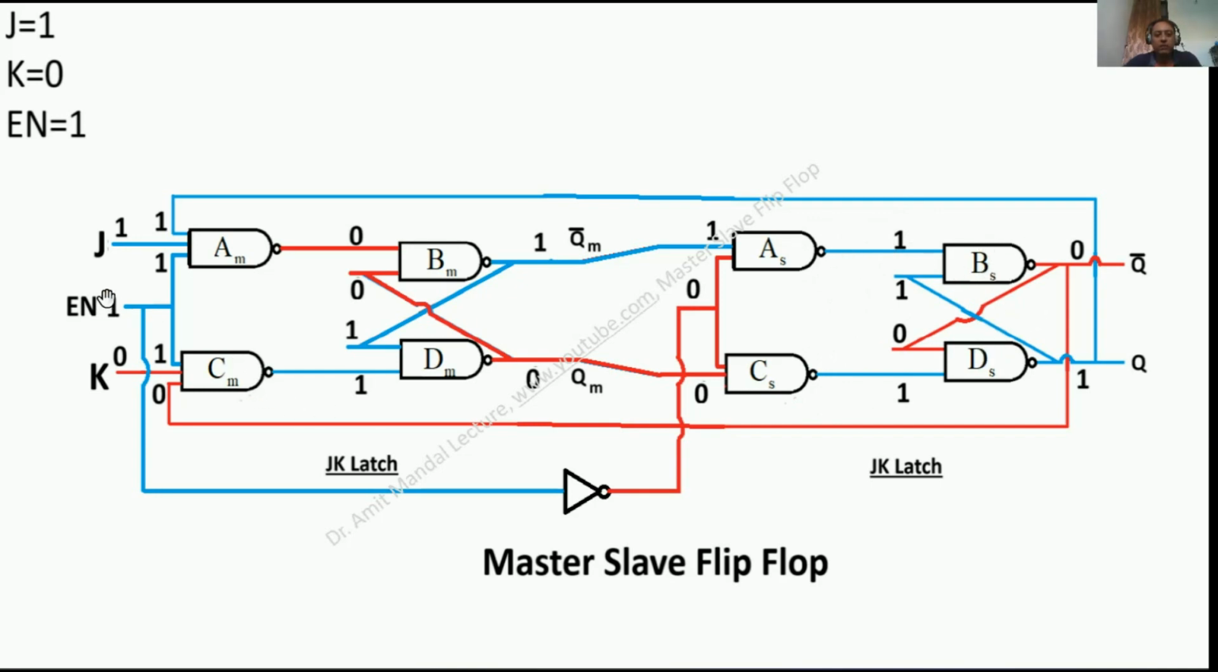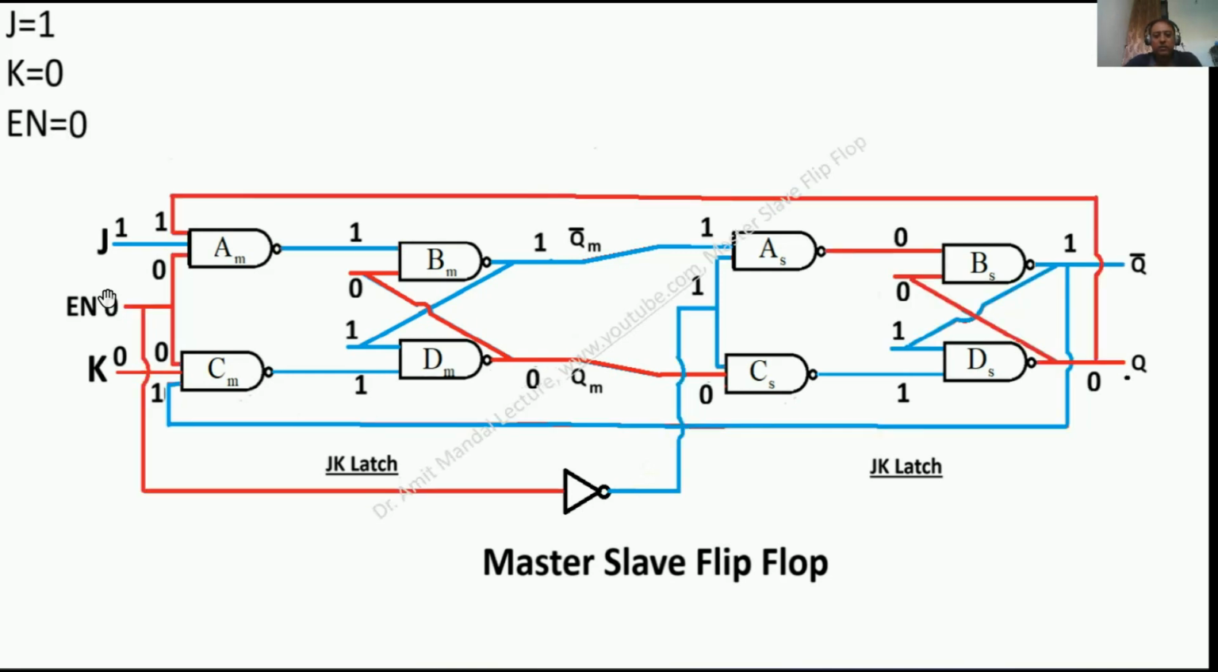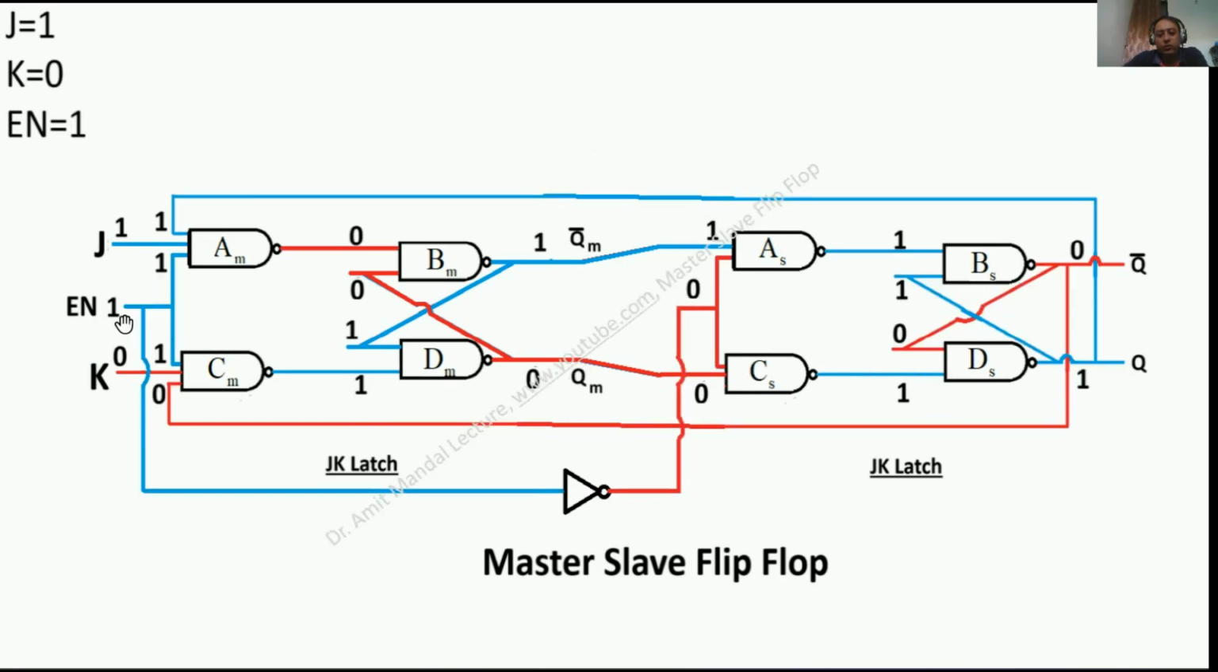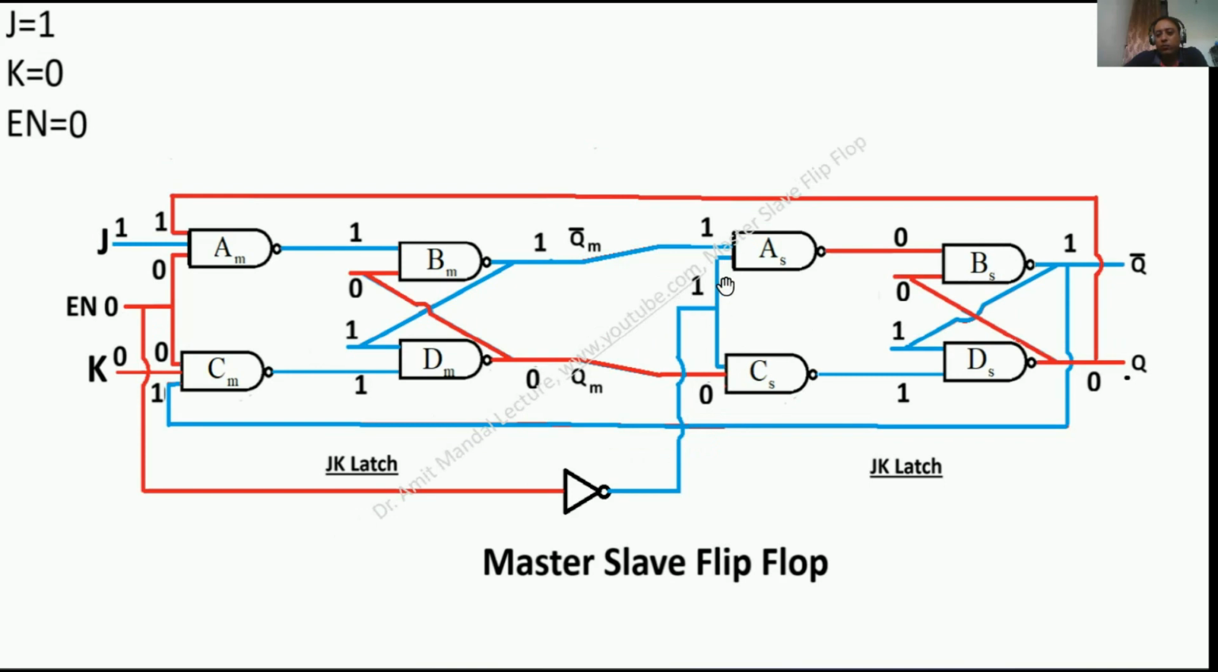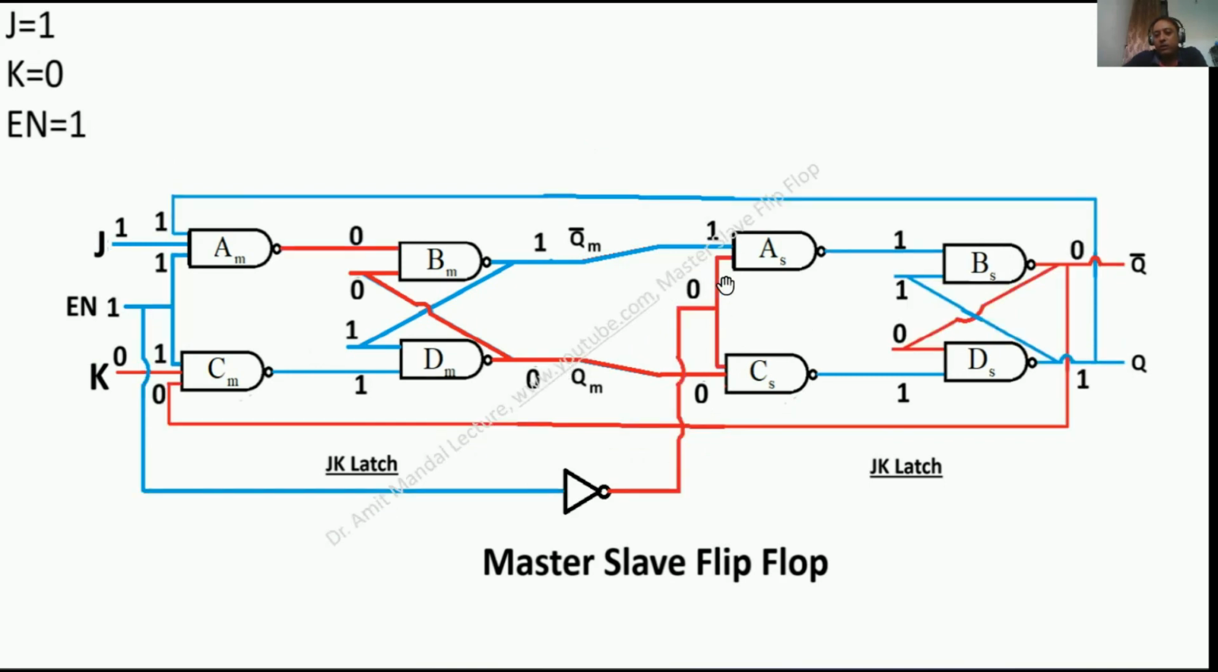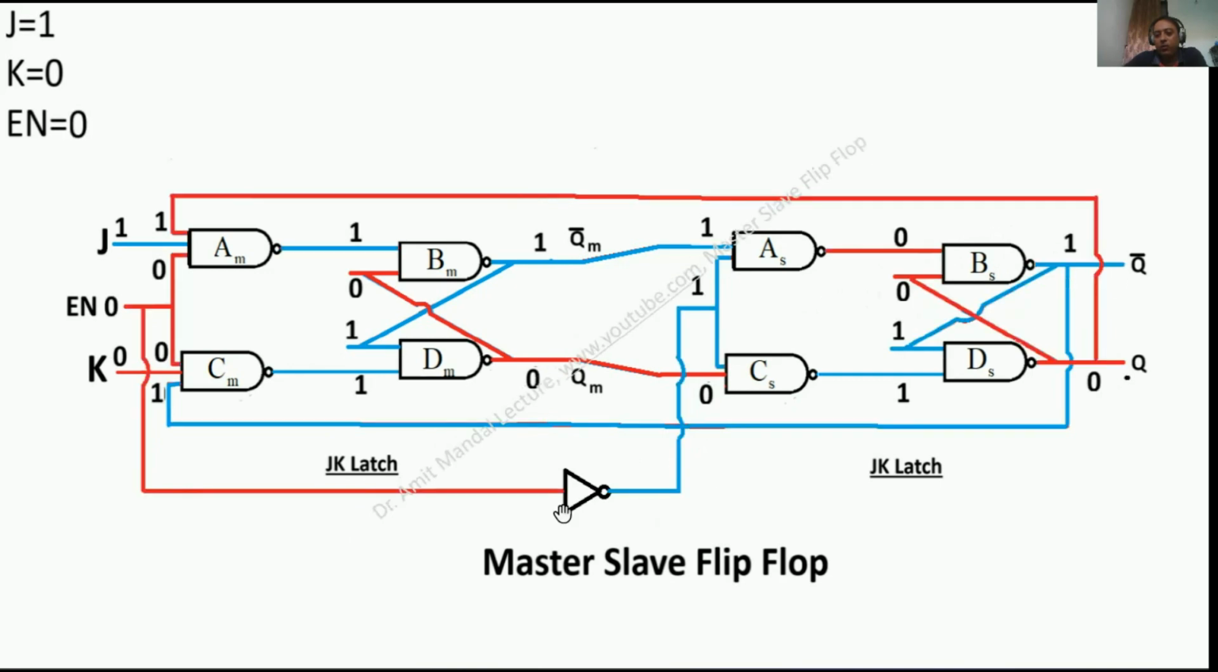Now suppose the enable becomes 0, like this. Now in case enable becomes 0, this NOT gate will output 1, and outputs of BM and DM were 1 and 0. So 1 and 1 will make 0 of AS. Now when any one input of this BS is 0, the output will be 1. So that 1 is coming, and the output of CS is 1. So 1 and 1 will make 0. This 0 is the feedback of this BS. So what we see is that when enable becomes 0 and the input of this latch becomes 1, then initially it was 0 1. Now when this enable becomes 0, this becomes 1. The outputs are 1 and 0.